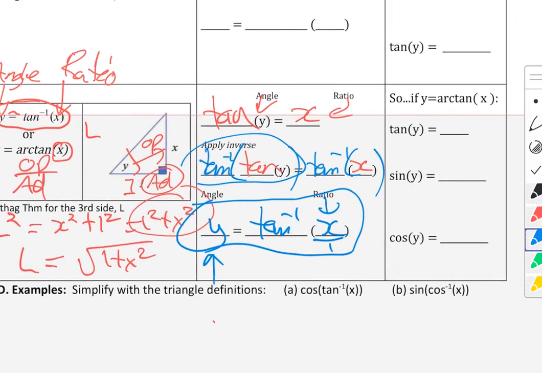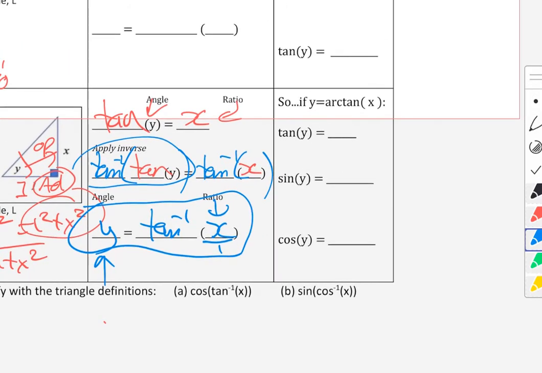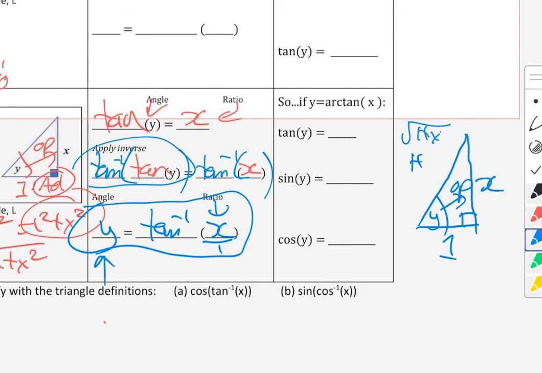So let's go over to here, and I'll draw out that triangle again right here so you can see it. So this is angle y. The opposite side was equal to x. The adjacent side was equal to 1. And this is the hypotenuse, and we found the hypotenuse to be the square root of 1 plus x squared.